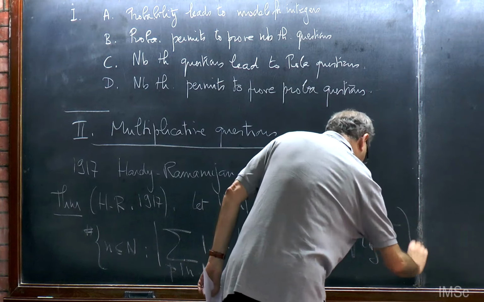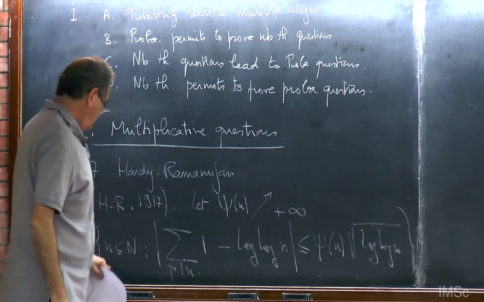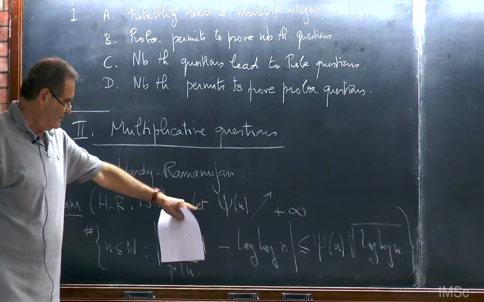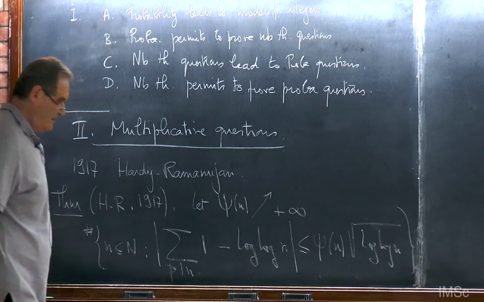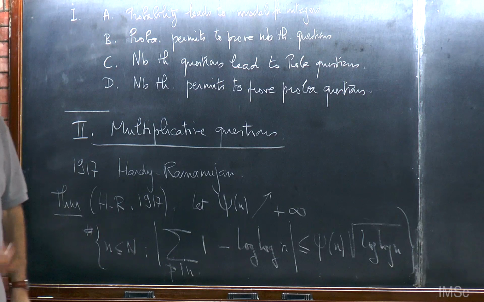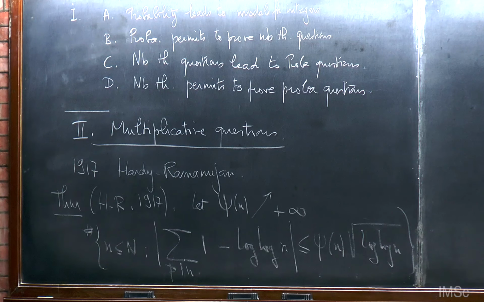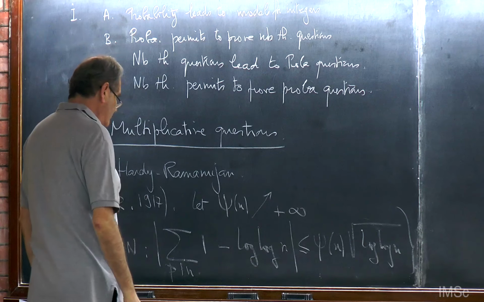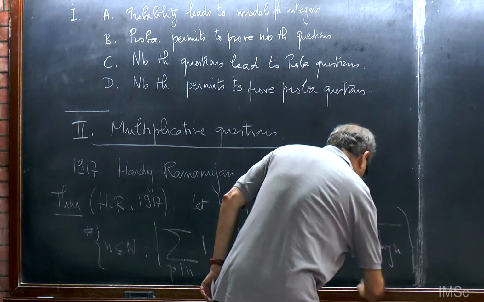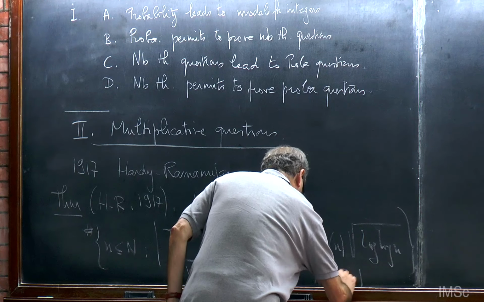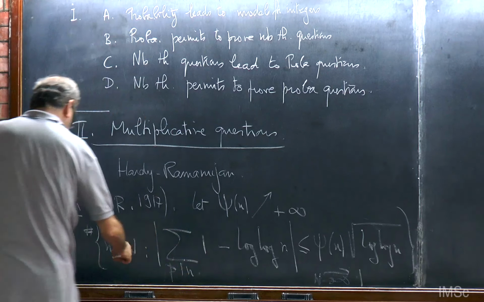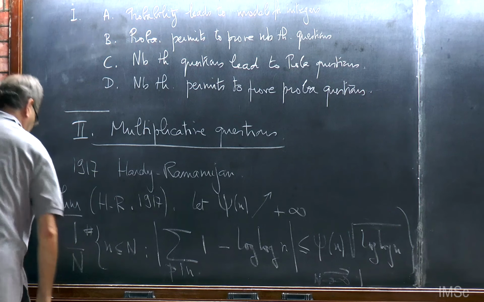So what they say is that if you consider the integers up to N for which this is less than psi of n square root of log n, essentially this is almost all the integers. You see, when I say almost all, I have already some probabilistic flavor in that. What we mean by almost all is that this frequency is supposed to tend to 1 when N is tending to infinity. But I take the frequency.